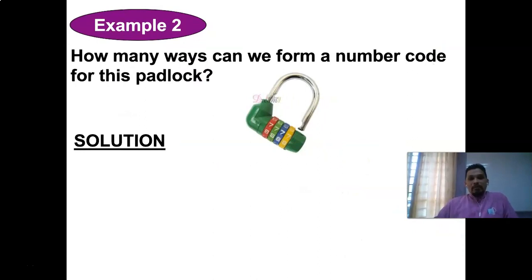How many ways can we form a number code for this padlock? Every single digit here, if I imagine that there is a place for every number, because we have a selection of numbers here, the numbers 0, 1, 2, 3, 4, 5, 6, 7, 8, and 9. The selection of numbers here. And for this, let's say repetition is allowed.